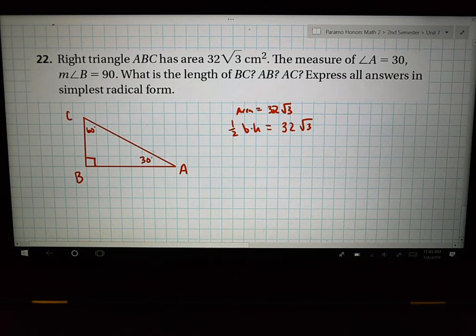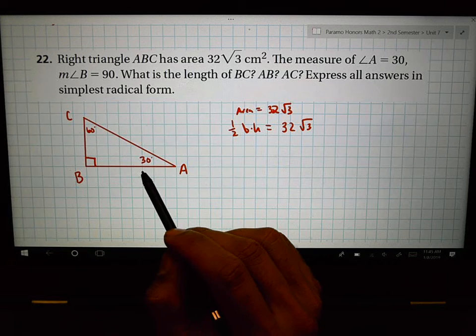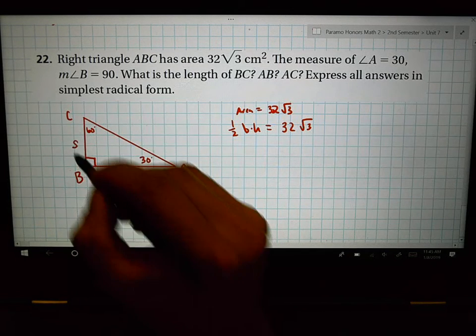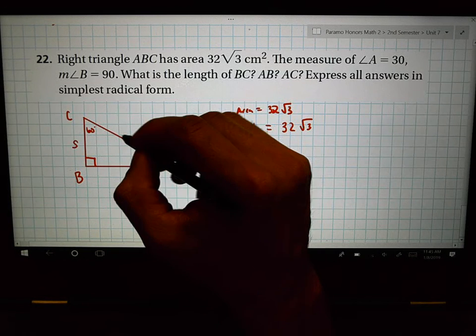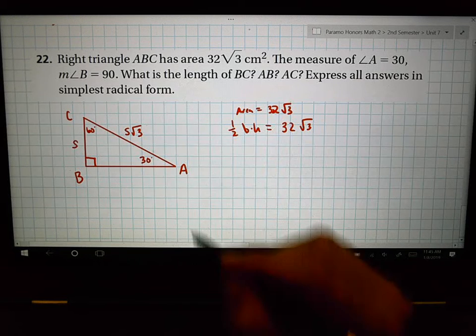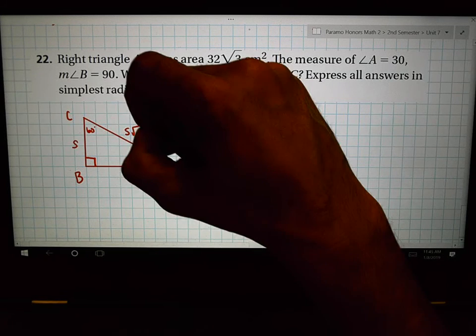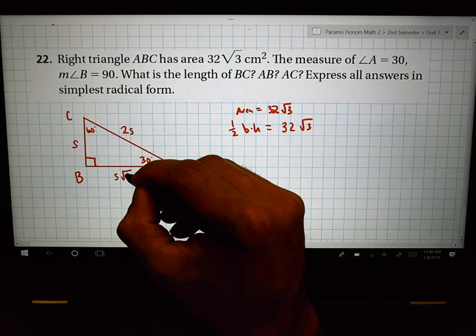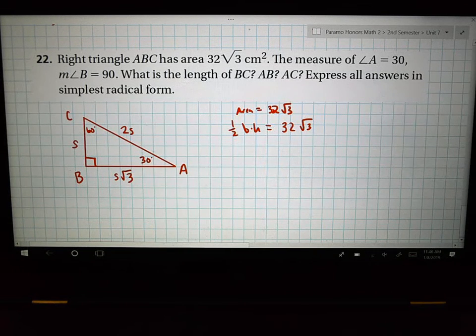Now, if I look over here, I don't have a distance. We don't have the base and the height. But what we do know is that in my formula, across from the 30 should always be S. Across from the 90 should always be, I'm sorry, that should be 2S. Across from the 60 is S root 3. Almost messed up right there. But I got it.